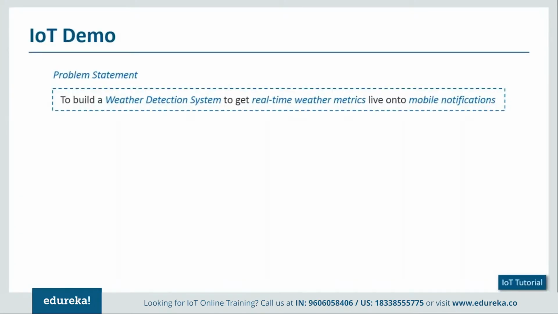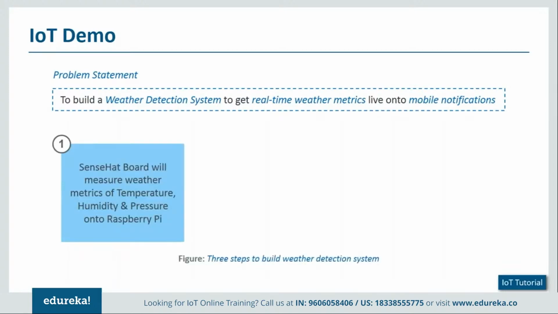Now that we've installed Raspbian on Raspberry Pi, it's time we begin with the demo for this session. What we're trying to do is build a weather detection system to get real-time weather analysis. Real-time analysis here basically means the pressure, temperature, and humidity. And we want to get a live mobile notification for this. For that, we'll first be using the Sense HAT board, which will help us measure various metrics like temperature, humidity, and pressure on a Raspberry Pi.